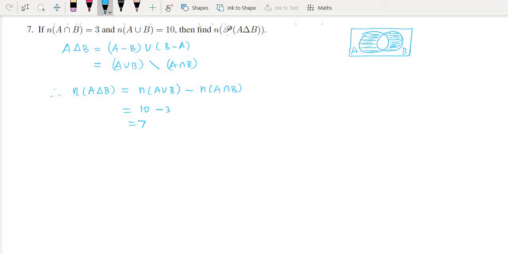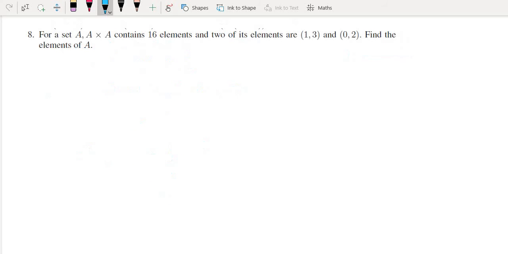We have to find the number of elements in its power set, that is the number of subsets of that particular set, which will be 2 to the power of the number of elements. So the number of elements in the power set of A symmetric difference B is nothing but 2 to the power 7, which is 64 multiplied by 2, which is 128.